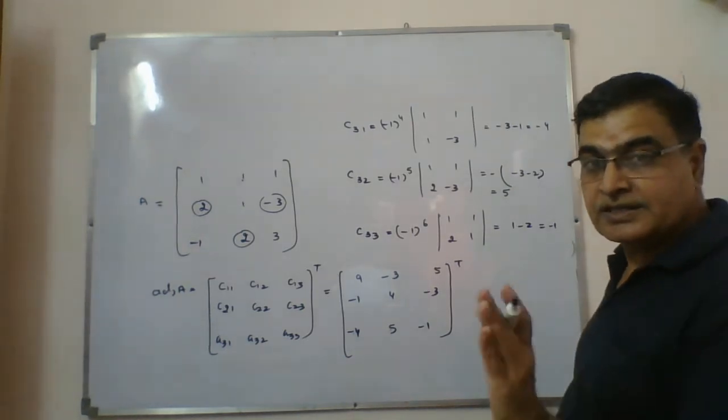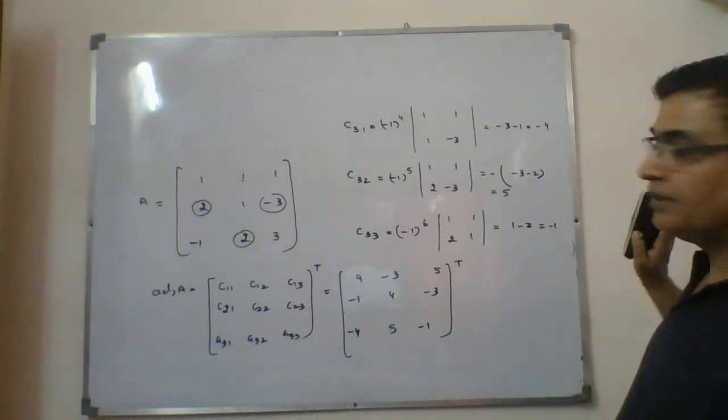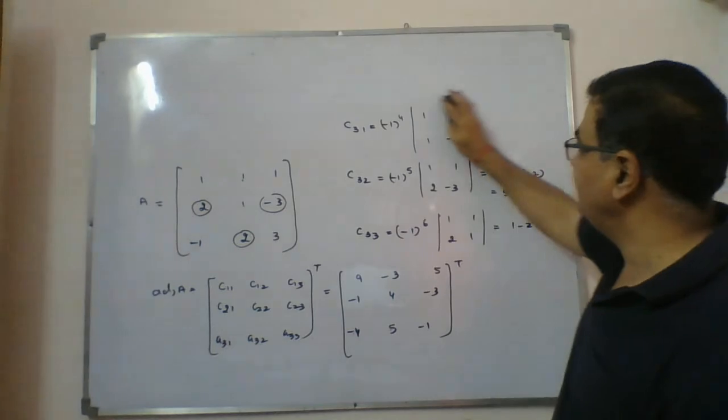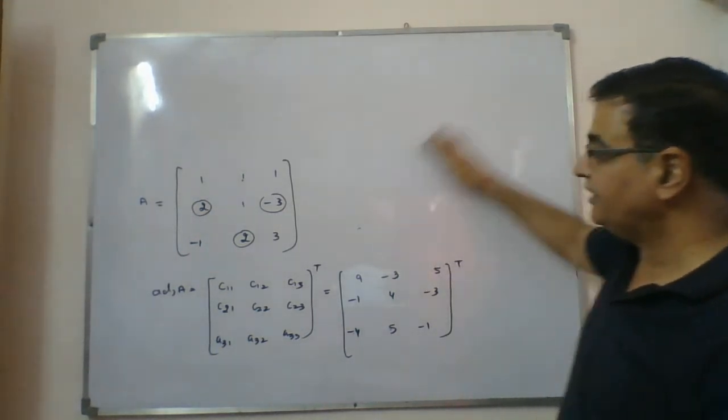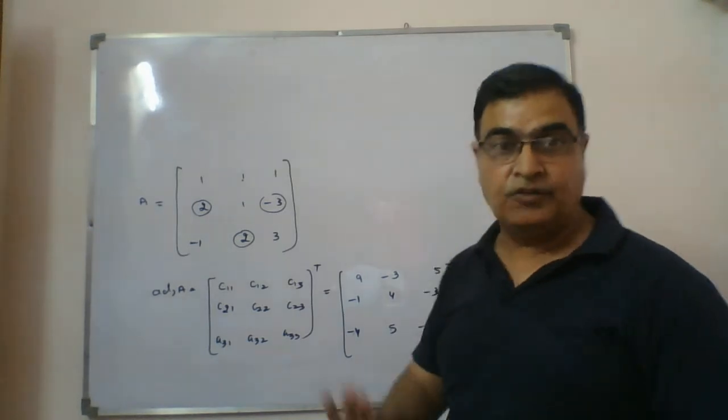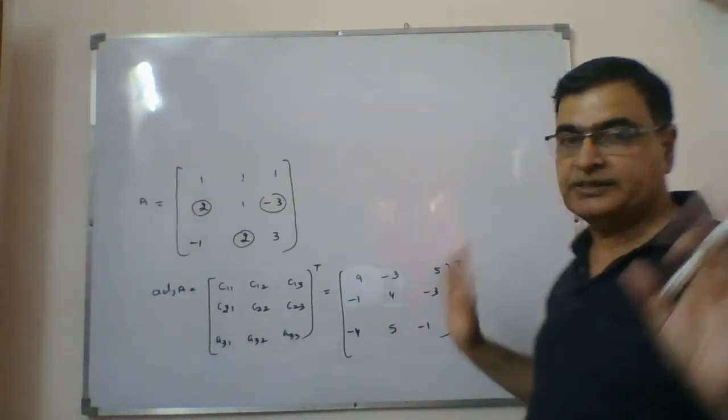So it's a slightly lengthy question, but you should know it. And one question is definitely going to come for 6 marks in this chapter, in which we have to calculate the adjoint compulsorily.